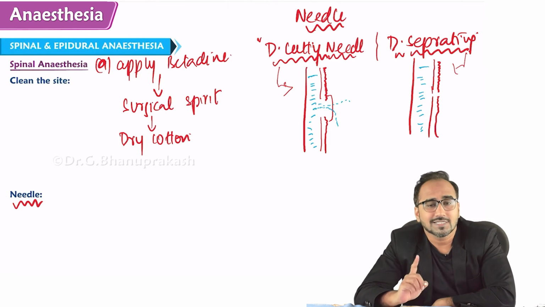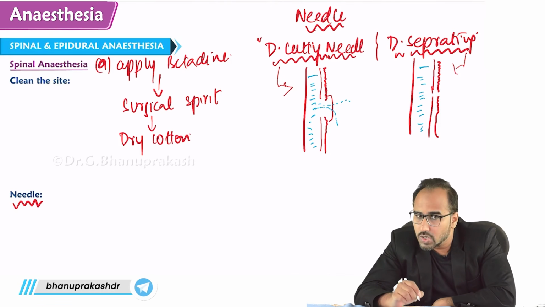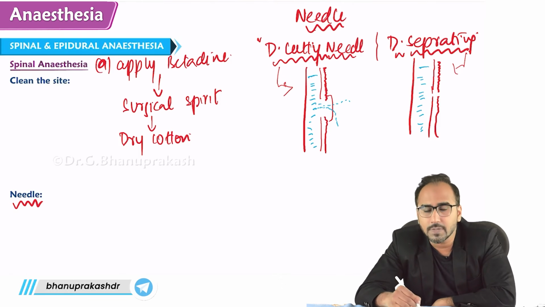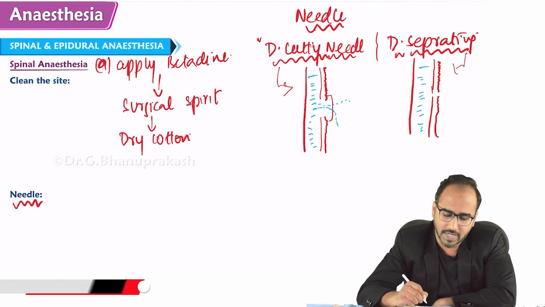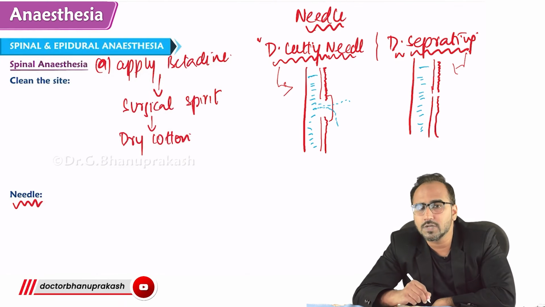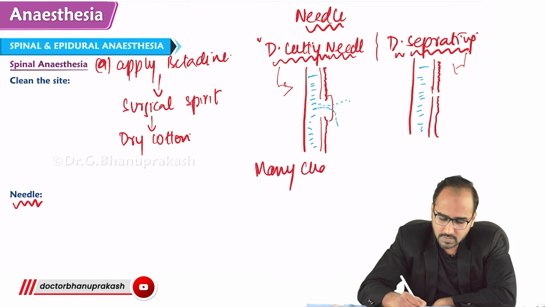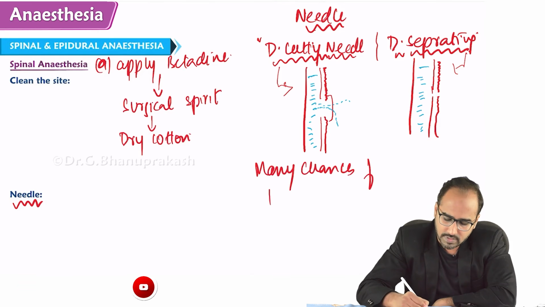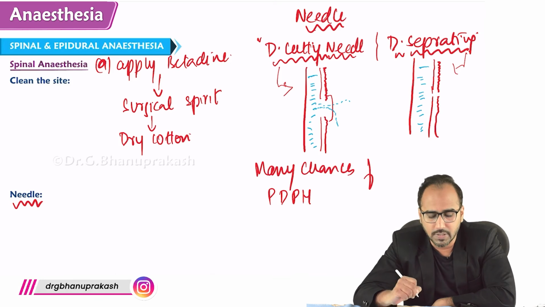Leading to headache. Such a headache that is occurring due to the damage of the dura is called post-dural puncture headache. It is happening due to the puncture inside the dura. Hence it is called what, guys? Post-dural puncture headache, right? So if you are using dura cutting needle, there are many chances of PDPH. What is PDPH? Post-dural puncture headache. If you are using dura cutting needle, there are many chances of post-dural puncture headache.